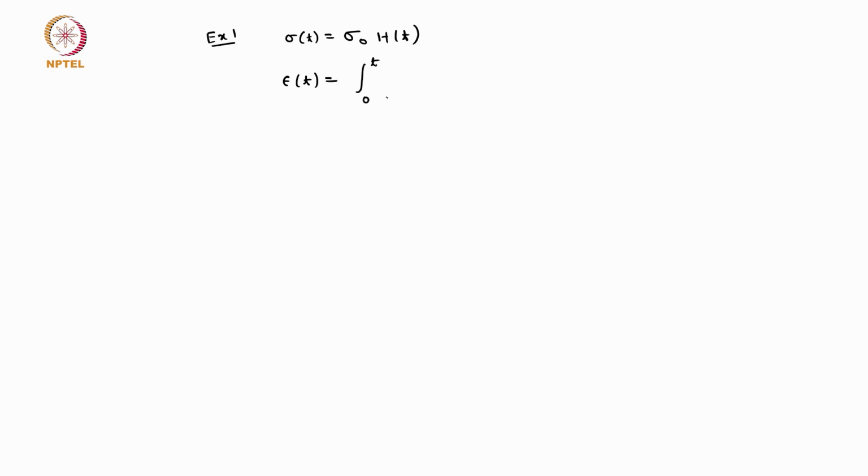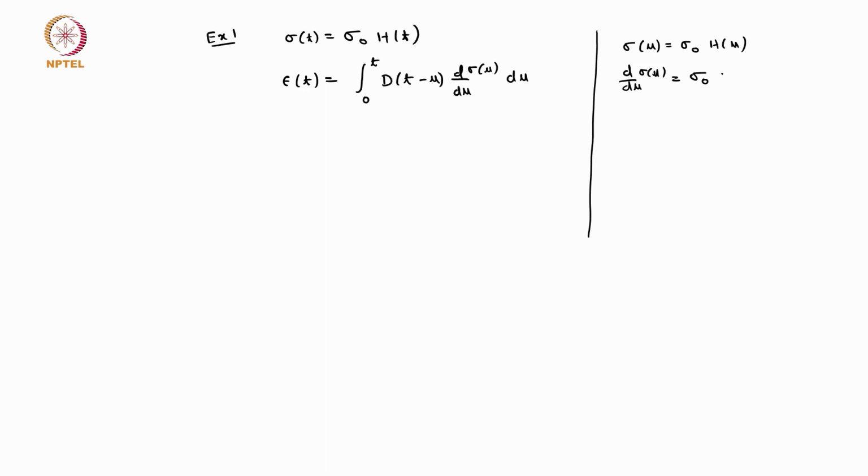Epsilon of t equals the integral from 0 to t of D of t minus u times d by du of sigma of u du. This is the integral we have seen in the previous slide. We just need to substitute this stress into the integral. Before we do that, we will write the stress input in terms of u, which is sigma naught times h of u, and the first derivative of this should give you sigma naught, a constant, times the derivative of the step function, which is the Dirac delta function.